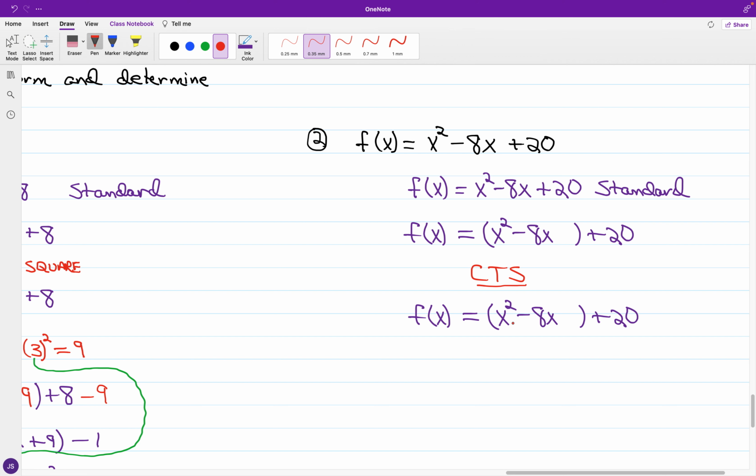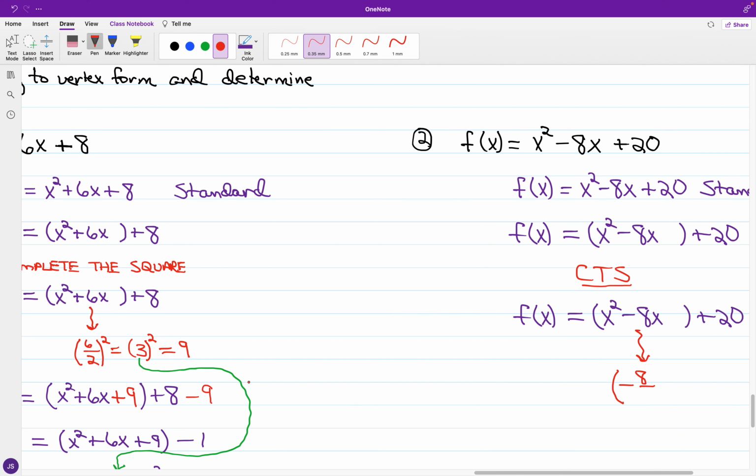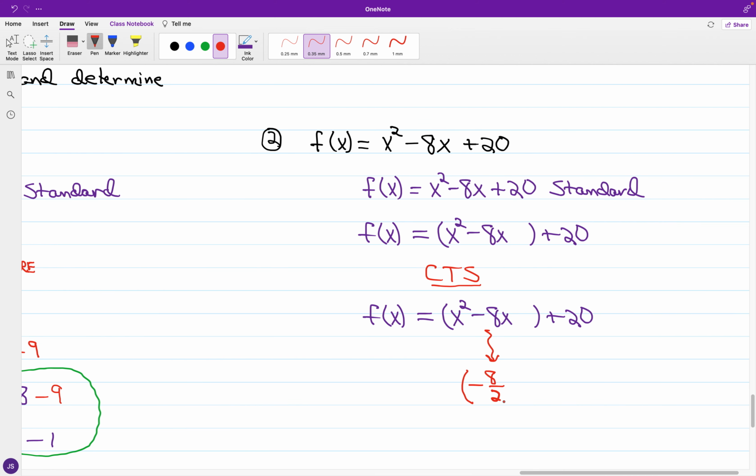Again, the first term inside the parentheses is x squared. Now for the first order x term, the coefficient will be negative 8. And just like what I did with positive 6 from 6x earlier, I'm going to take half the number and square. Half of that number is going to reappear in the vertex form. So half of negative 8 is negative 4, and the square of negative 4 times itself comes out to positive 16.